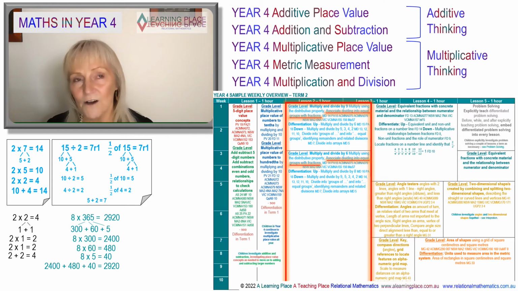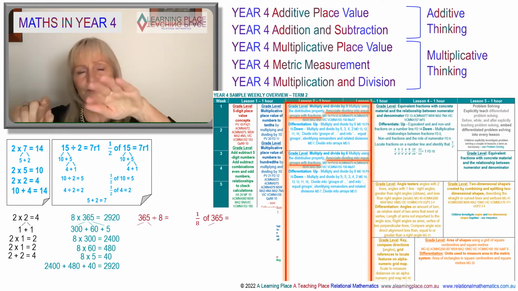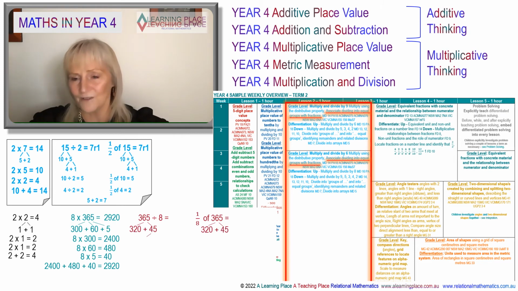You can divide. If I was going to do 365 divided by 8, I don't need an algorithm. If I'm dividing by 8, I know that 360 is 320 plus 40. So I can partition 365 into 320 plus 45. And I already know that 320 divided by 8 is the same as 32 divided by 8 times 10.